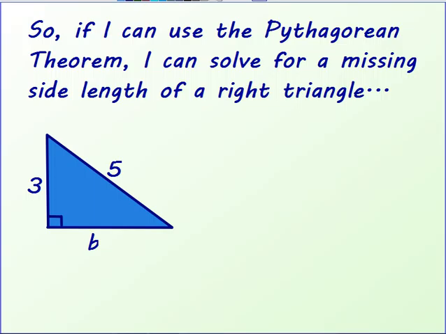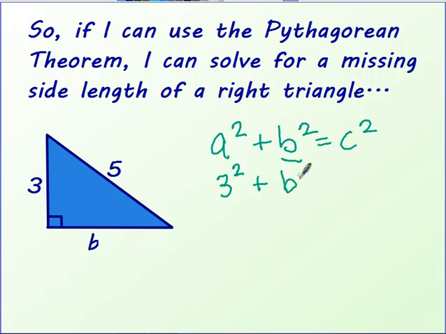In this example, we've got a right triangle with legs of 3 and b, this one we don't know, and a hypotenuse of 5. So we're going to use the Pythagorean theorem, a squared plus b squared equals c squared, to solve for our missing side length. If a is 3, then I'm going to plug it in for a and make that 3 squared. B is my missing measure, so I leave it as b squared. And now c is 5, so I'm going to put that in and make that 5 squared.